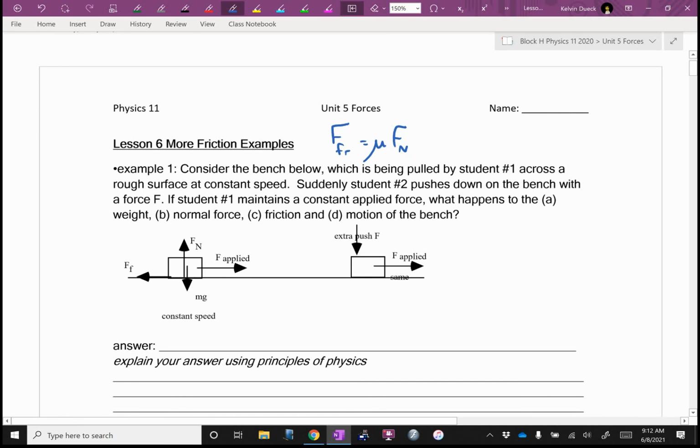What phrase should I underline, which is probably really important? I should notice this is a trigger phrase, because if it's a constant speed, what can you tell me about all the forces? They must be balanced.